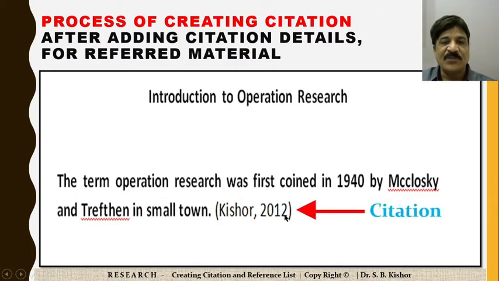So this is referred to as a citation. It is showing the author name followed by the year in which this particular book has been published. Of course, we are not getting any detailed list. You are going to get a detailed list in the bibliography section. This is simply a citation.